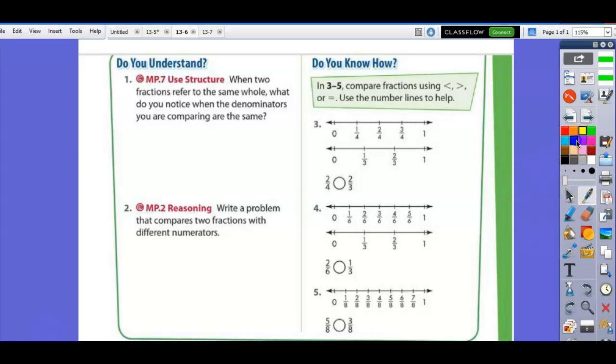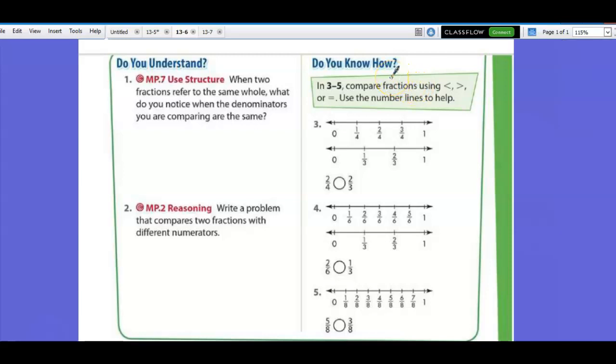So if I look at this question, it says comparing fractions using greater than, less than, or equal to, use the number line to help. So they want to know, is 2/4 greater than, less than, or equal to 2/3? So if I mark on the number line, I mark 2/4 and I mark 2/3, I can see that 2/3 is closer to 1, so that means that 2/3 is greater than 2/4. Remember, the alligator is eating the bigger number.